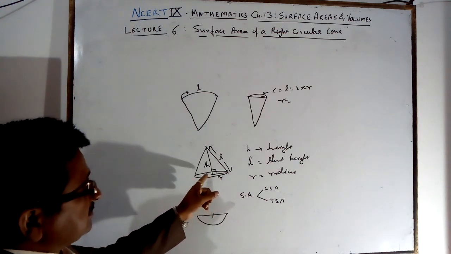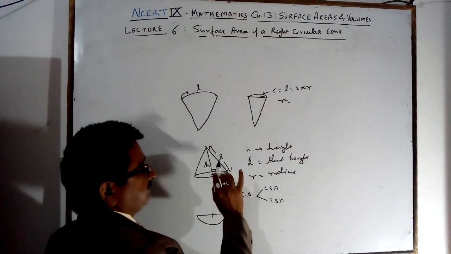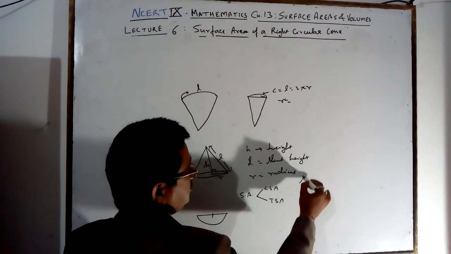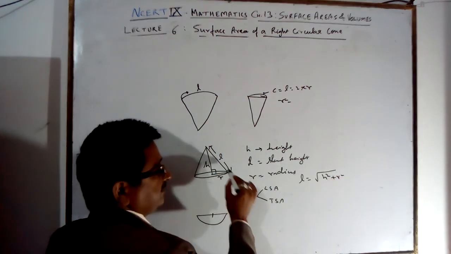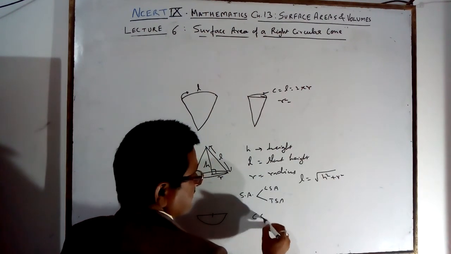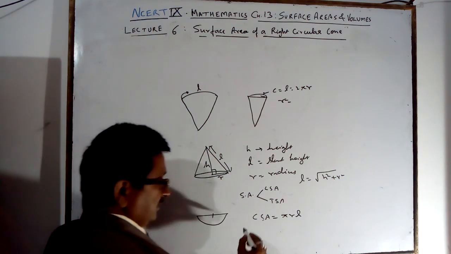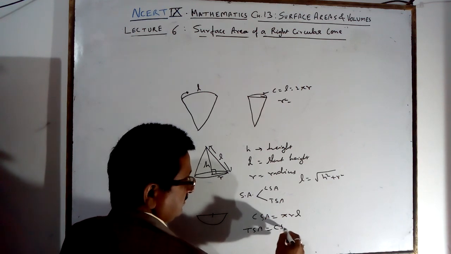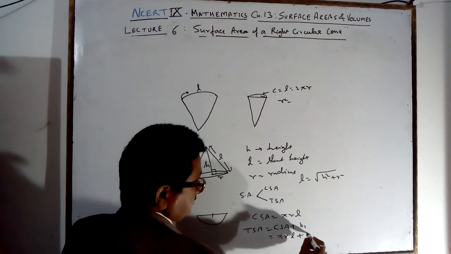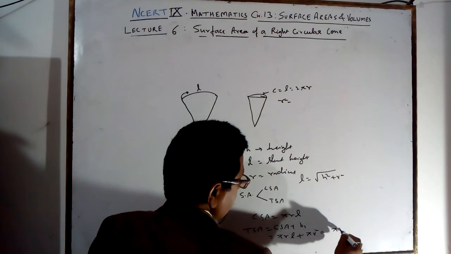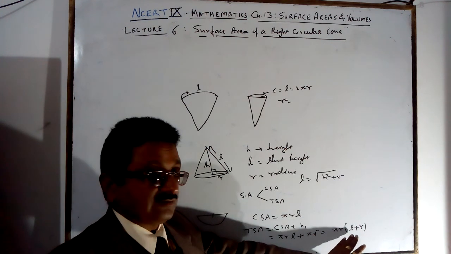The total surface area you get because it has a base, and the base area and the slant height are there. That's why curved surface area is not like a cylinder, but uses slant height. Because of the right triangle, by Pythagoras, L will be under root h square plus r square. By slant height, the CSA will be pi rl. Pi rl is the CSA, and the TSA will be CSA plus base, only one base. So pi rl plus pi r square gives you pi r (l plus r). It is your total surface area of the cone.